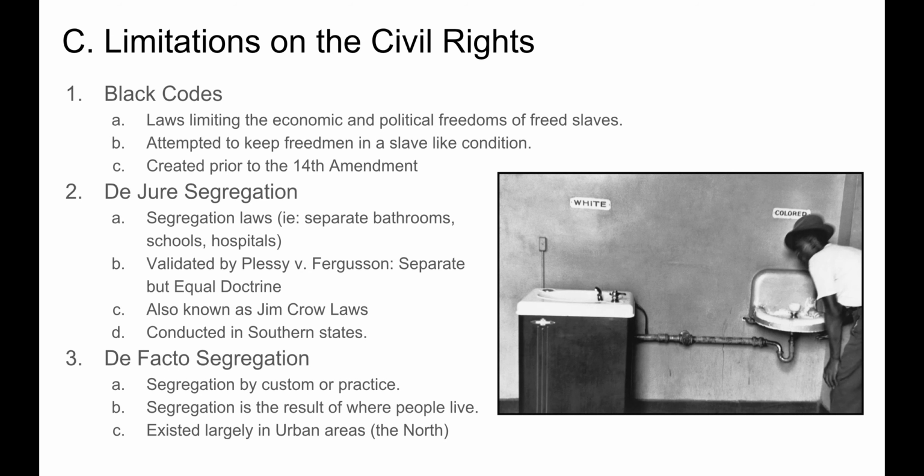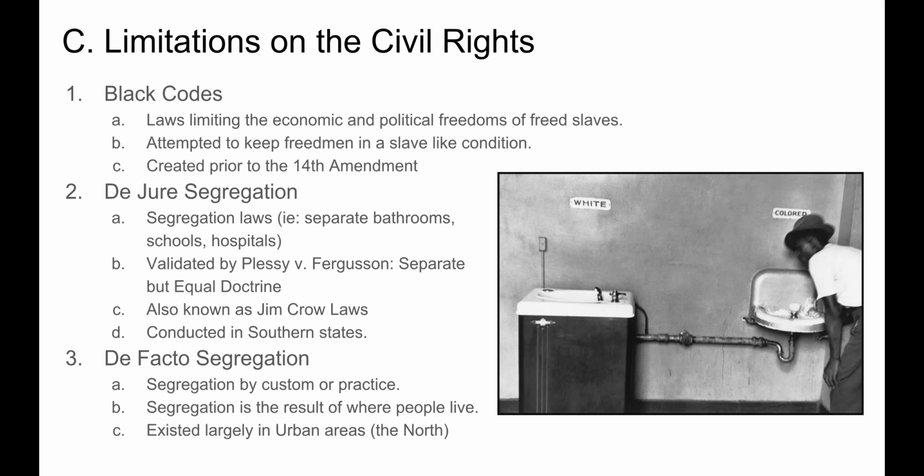And unfortunately, it created this way of life that was definitely not equal, even if those facilities had been up to par. Because by separation, you are creating inequality. And this will be addressed in a later court case that we'll talk about.